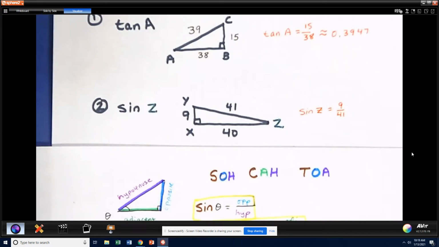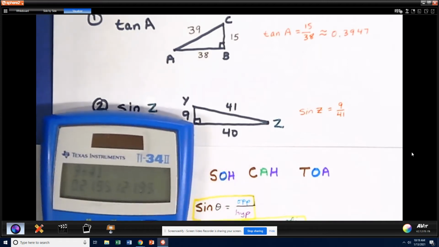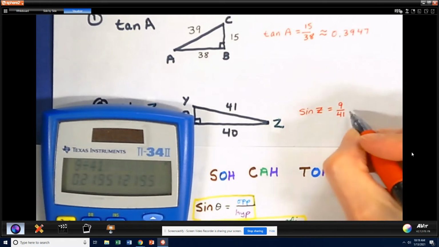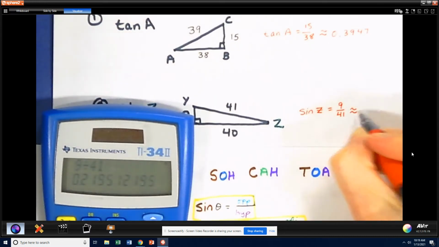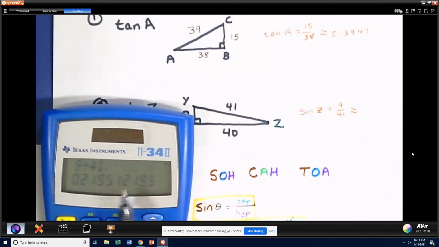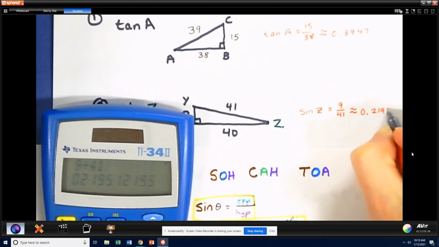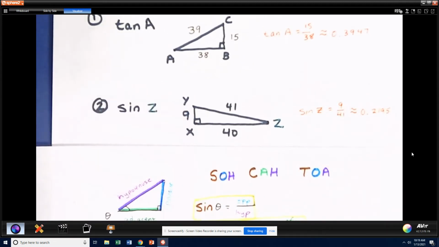And remember, you do the top number divided by the bottom number. So on the calculator, you do the top number first and then the bottom number. And also remember that when you convert it to a decimal, this is an approximation. If you're rounding off, you have to use an equal sign that's squiggly, which is an almost equal to or an about or approximate symbol. So 0.2195 would be my decimal approximation for the ratio of those sides.